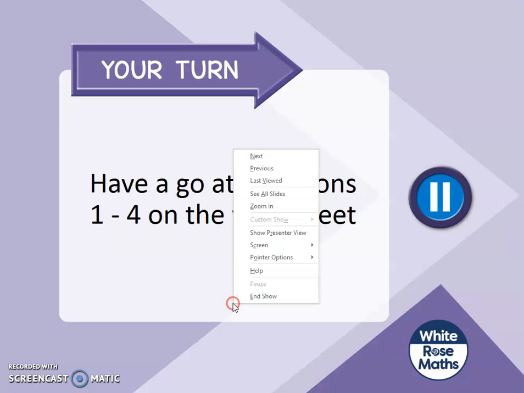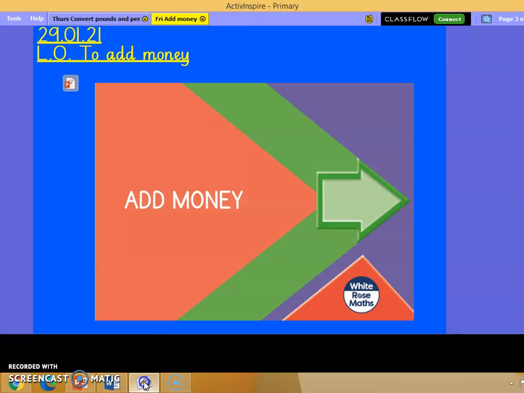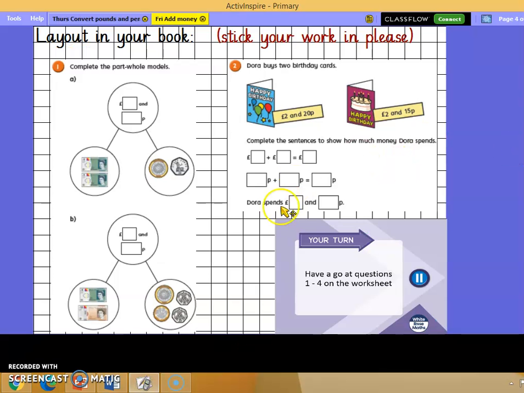It's your turn now to have a go at questions 1 to 4 on your worksheet. This is how I'd like you to lay it out in your book. Stick your work in, please, nice and neatly, using the squares to line it up. When you have finished all the way up to number 4, pause the video and come back to me.